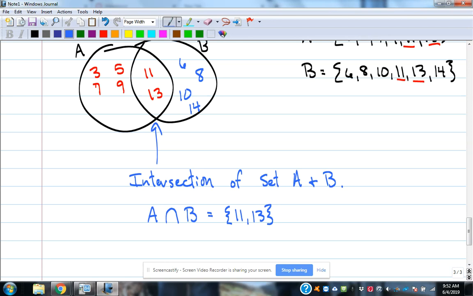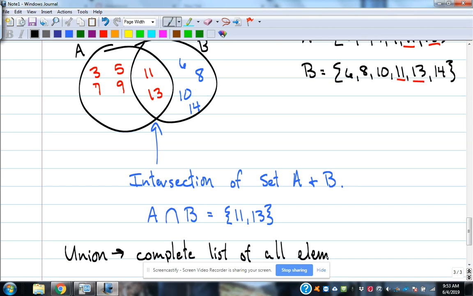And then the next thing, we're going to use the same example. We're going to talk about the union. The union is a complete list of all elements in both sets.